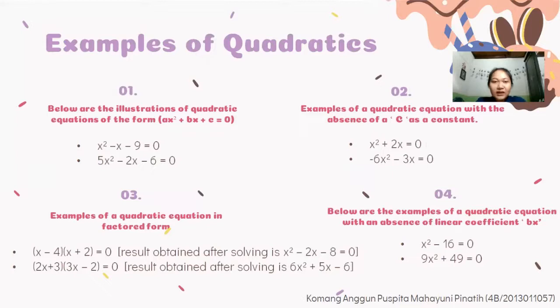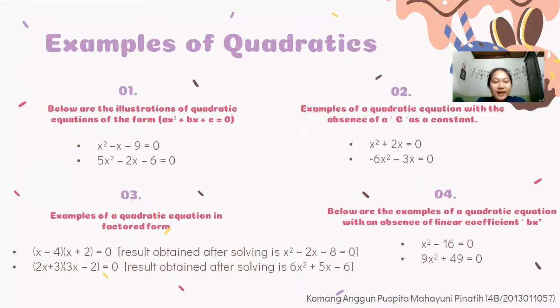The second is an example of a quadratic with the absence of c as a constant. These are x squared plus 2x equals 0 and minus x squared minus 3x equals 0.